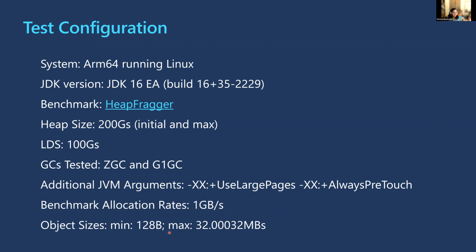G1's heap region size can be at most 32 megs, right? Heap regions. And so I've set it to over 32, so it needs multiple regions for humongous objects.